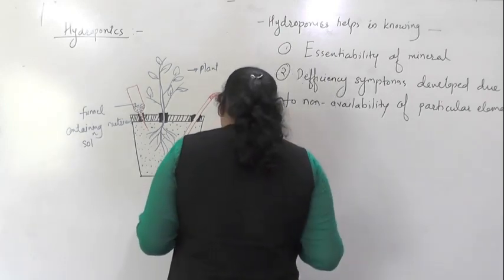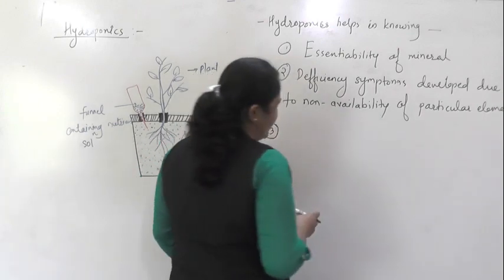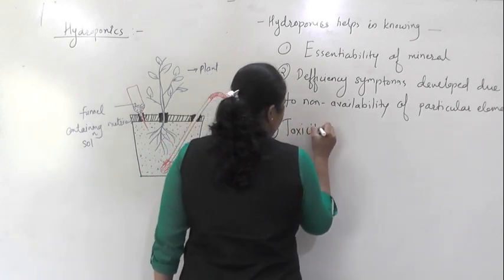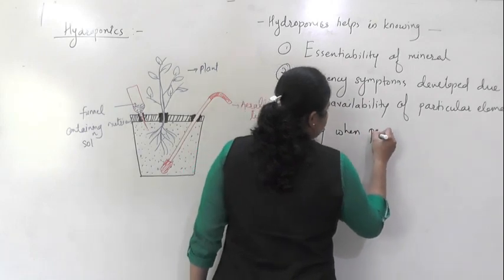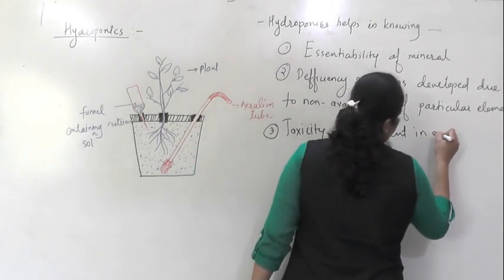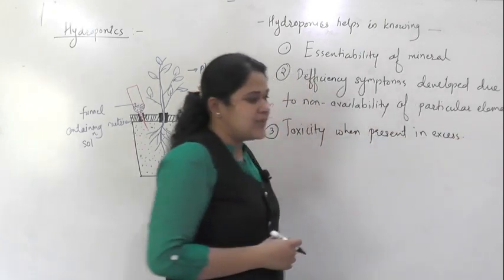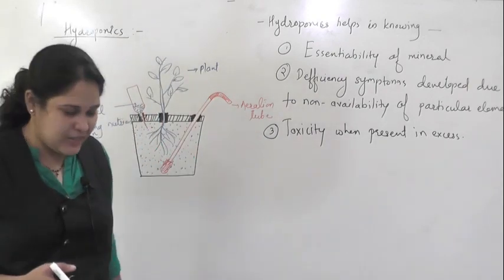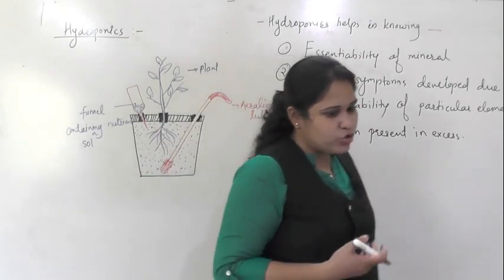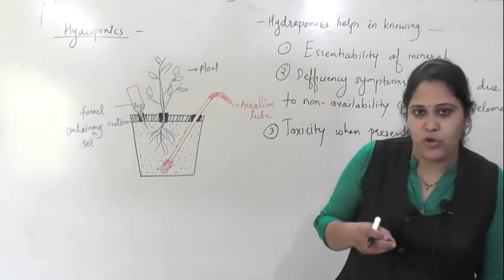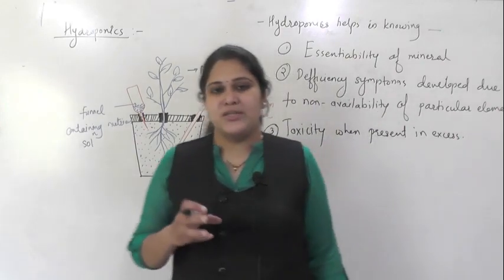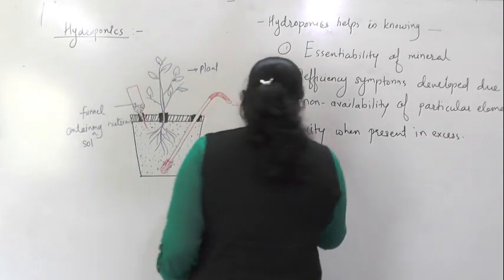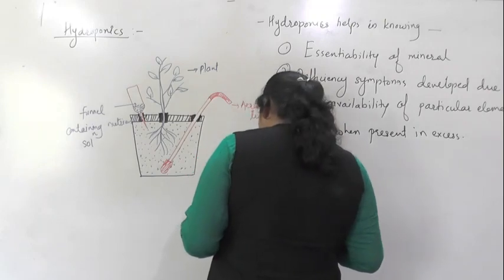Third, we can study the toxicity to plant when it is present in excess amount. As I told you, these nutrients are required in specific amount. If they are supplied in more amount, they can cause the toxic effect. If they are supplied in less amount, they show the deficiency symptoms. So optimum concentration of these nutrients is required. So with the help of hydroponics, we can study the toxicity also.